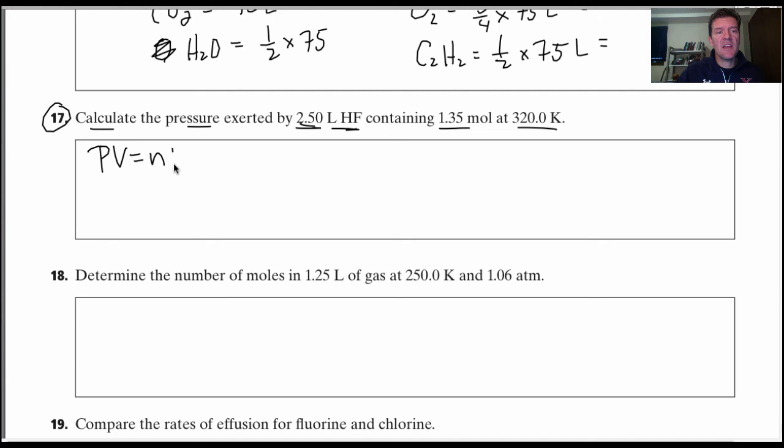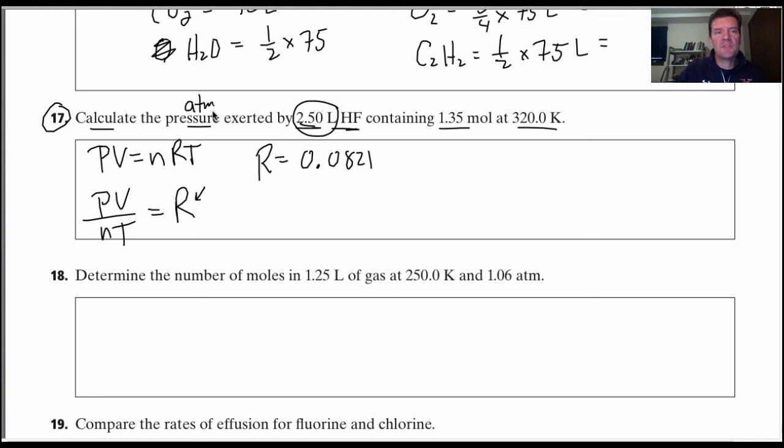PV equals nRT, or if you want it as PV over nT equals R, it doesn't matter. The same formula. Remember, this R is a constant. So we are going to use the R value that is 0.0821 because the volume is in liters, and so that means we'll find our pressure in atmospheres. This is the R value when volume is in liters and the pressure is in atmospheres.